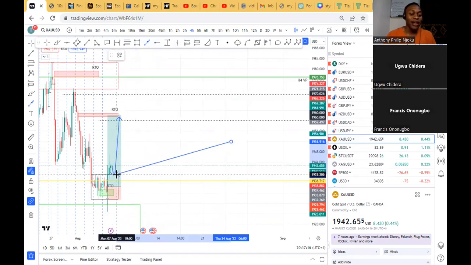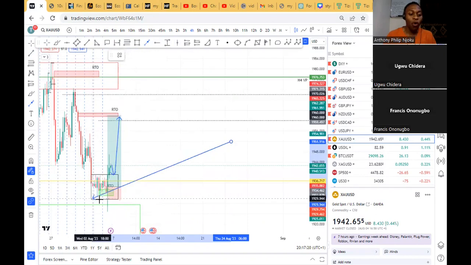So what do I see here? I see a box. What's that box? Accumulation, buy stops and sell stops. Buyers and sellers are trapped within this box. NFP helped out.